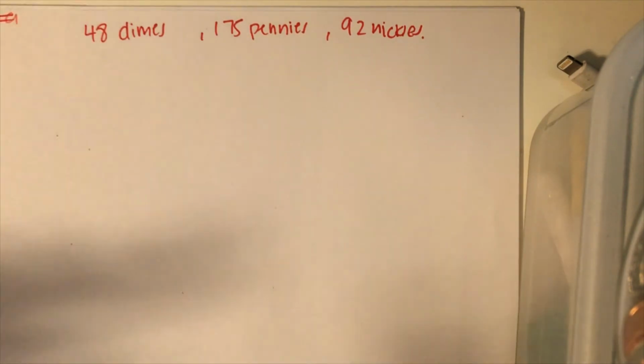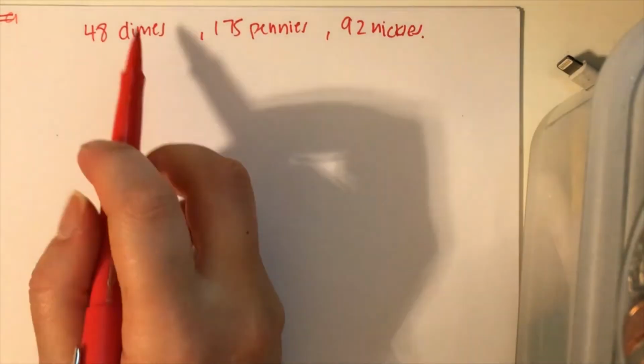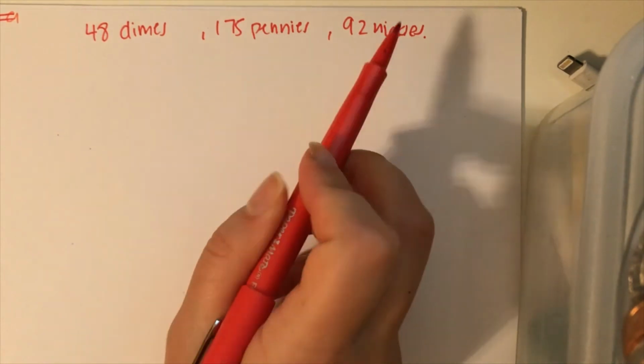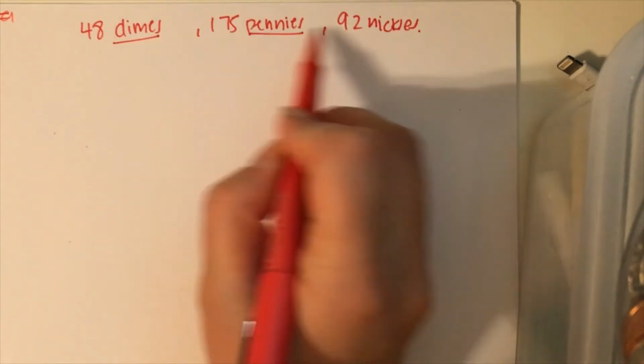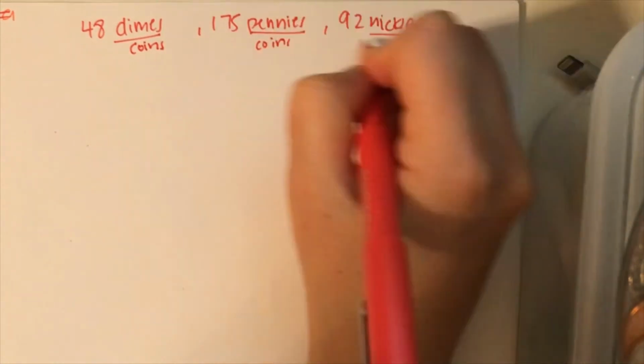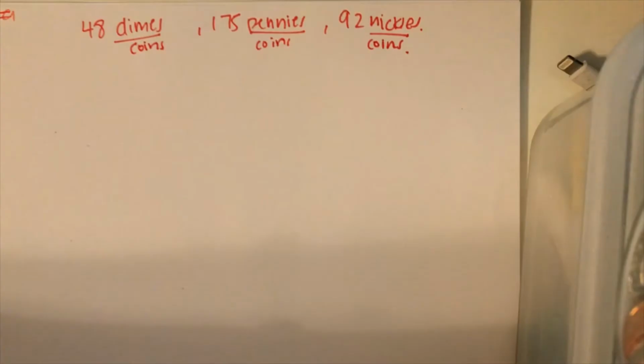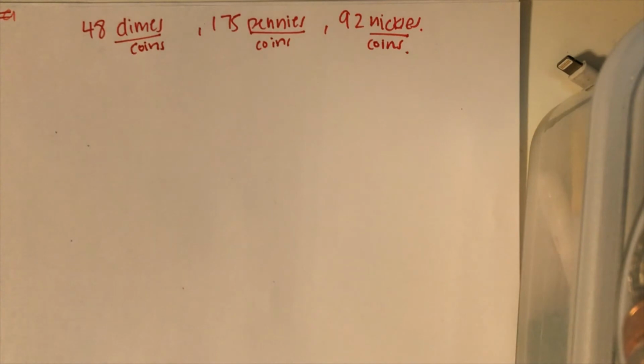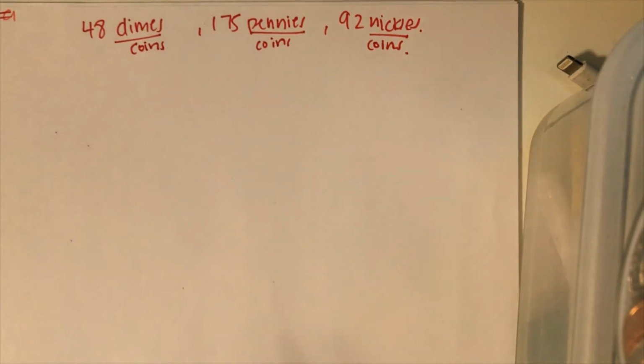This one is kind of easy today: how many coins does he have? Well, we know that dimes are coins, pennies are coins, and nickels are coins. So these are all coins. Which makes it easy because they want to know how many he has. And they're all coins, so what you need to do is add them together.